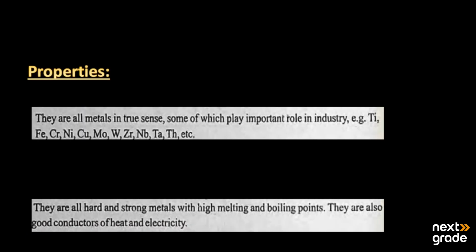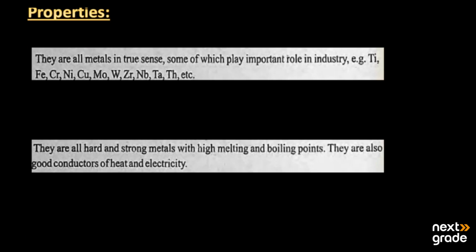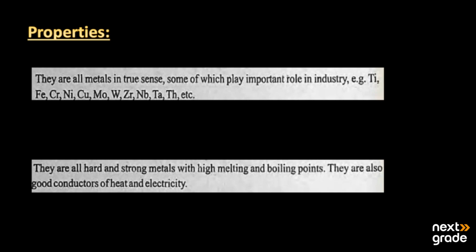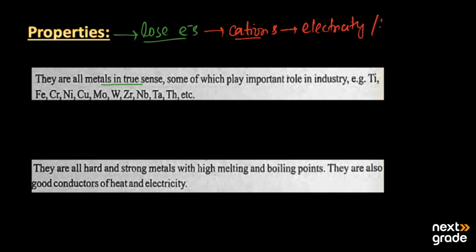Now, the properties of the transition elements. The first property is that they are all metals in the true sense. Metals are elements that can lose electrons easily, and by losing electrons they change into cations, and when cations are formed, they can conduct electricity as well as heat. So all the transition elements are metals in the true sense, and they have all the properties of metals.